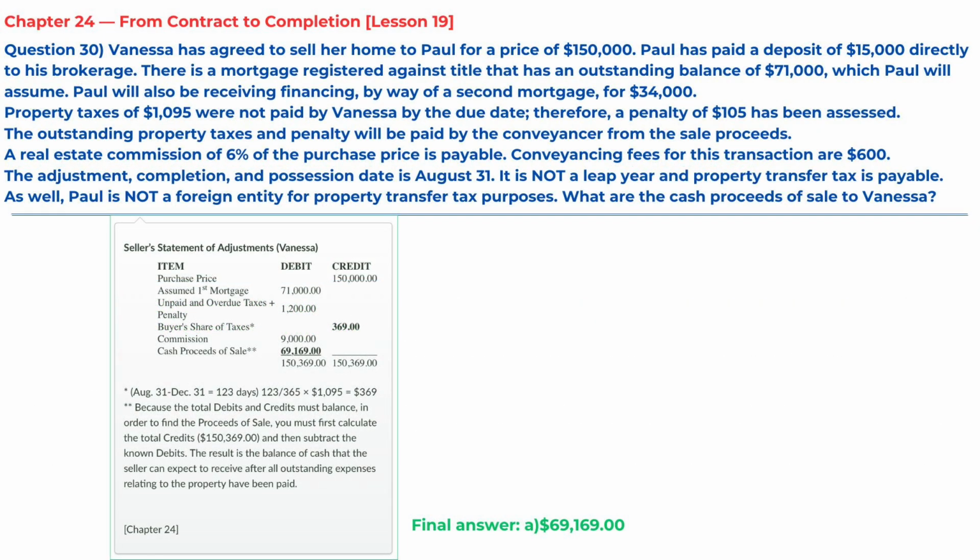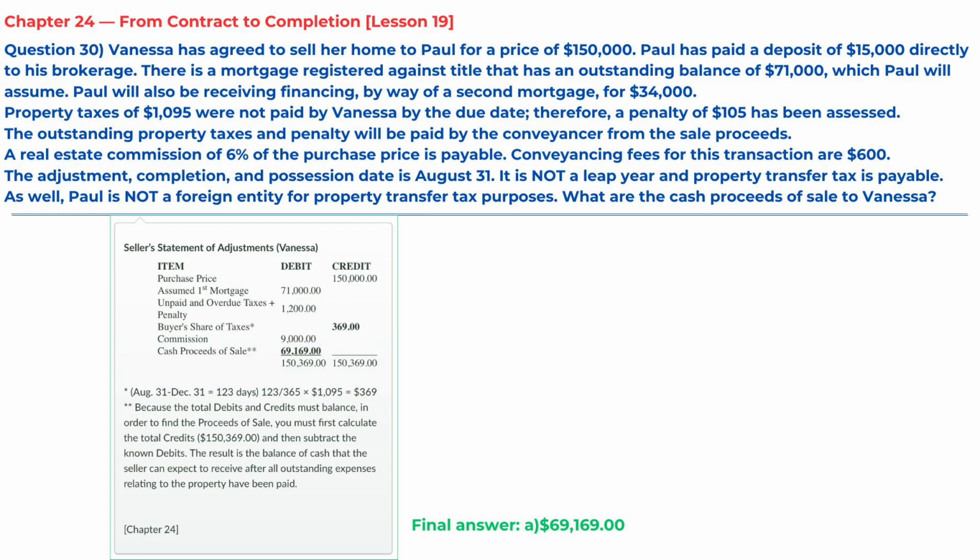Question 30. Vanessa has agreed to sell her home to Paul for a price of $150,000. Paul has paid a deposit of $15,000 directly to his brokerage. There is a mortgage registered against title that has an outstanding balance of $71,000, which Paul will assume. Paul will also be receiving financing by way of a second mortgage for $34,000. Property taxes of $1,095 were not paid by Vanessa by the due date. Therefore, a penalty of $105 has been assessed. The outstanding property taxes and penalty will be paid by the conveyancer from the sale proceeds.